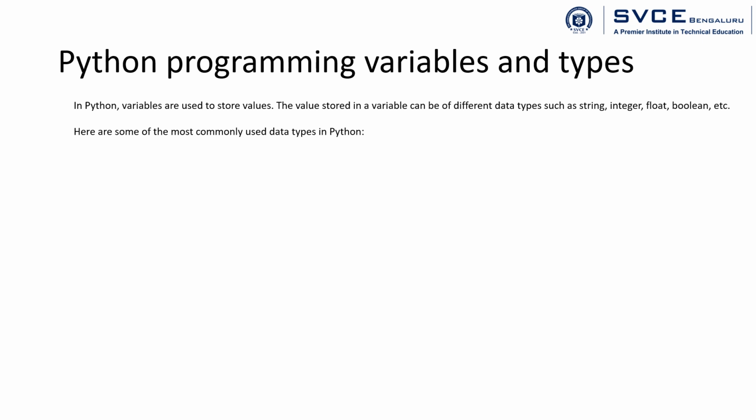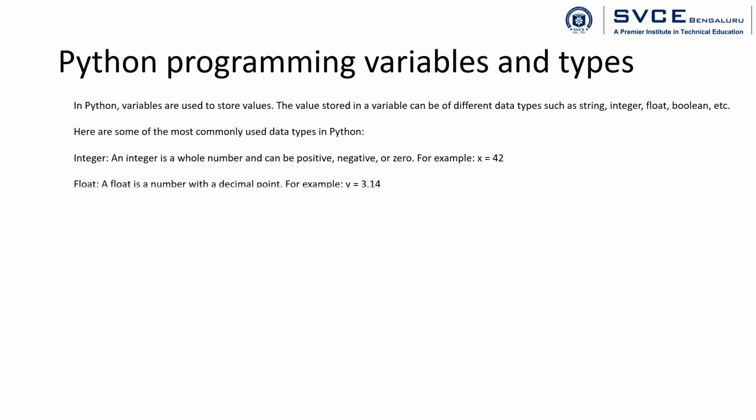Integer. An integer is a whole number and can be positive, negative, or zero. For example, x = 42. Float. A float is a number with a decimal point. For example, y = 3.14.